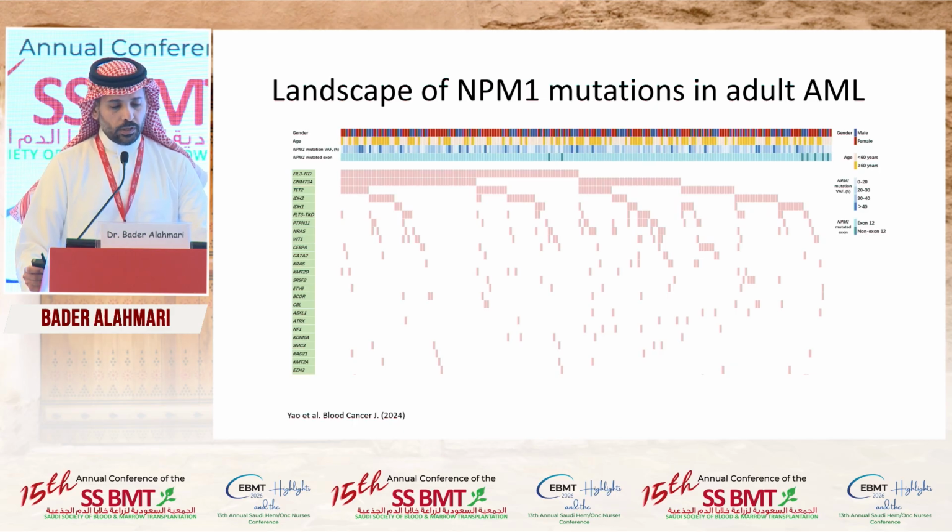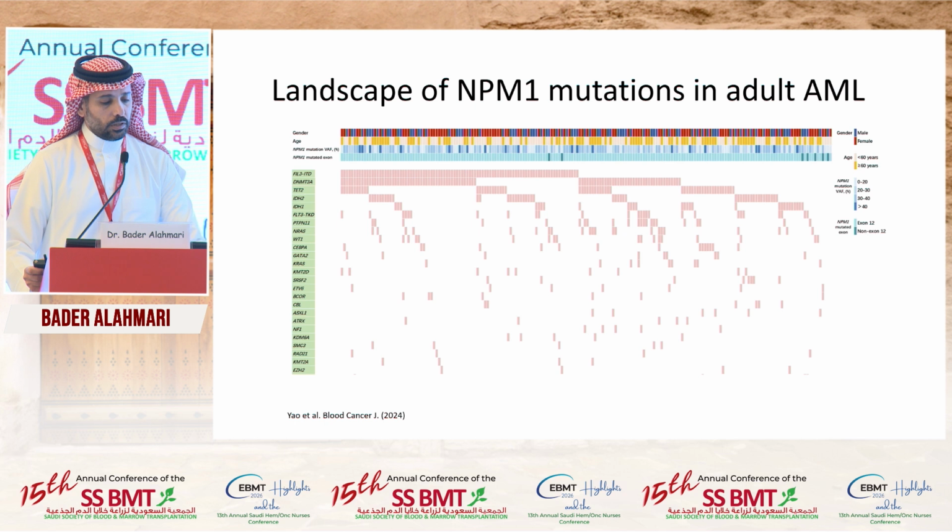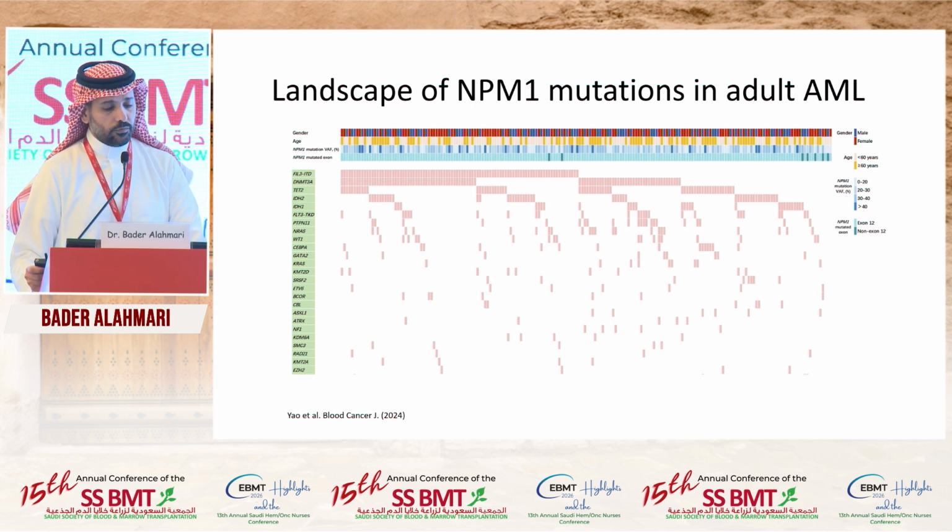So NPM1 leukemia is itself very heterogeneous, so we can have different outcomes for patients with NPM1 mutation. It's highly associated with co-mutations. The most common co-mutated genes with NPM1 are FLT3-ITD, followed by DNMT3A and IDH1 and 2, and different other mutations, but those are the most common associated co-mutations.